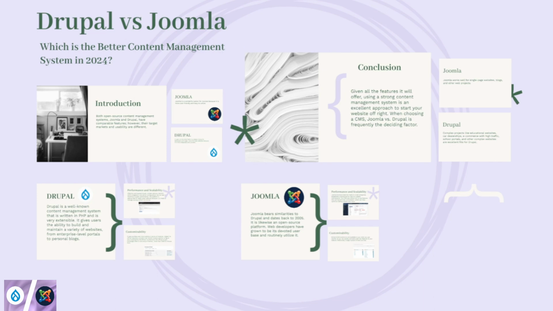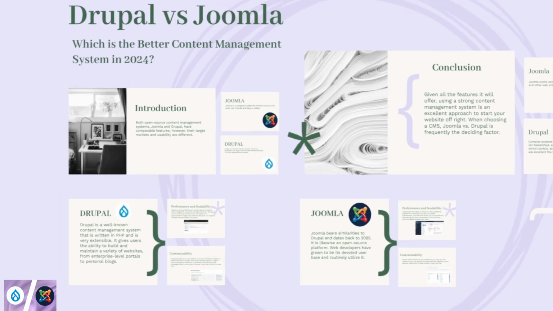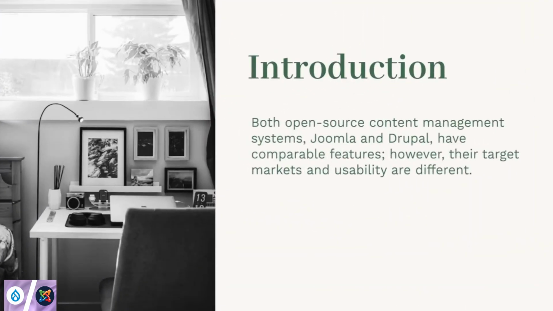Drupal versus Joomla, which is the better content management system in 2024? More than just a sound strategy is required to launch a profitable website. In order to power it, you also need a dependable platform, such as a content management system, CMS. Both open-source content management systems, Joomla and Drupal, have comparable features. However, their target markets and usability are different.